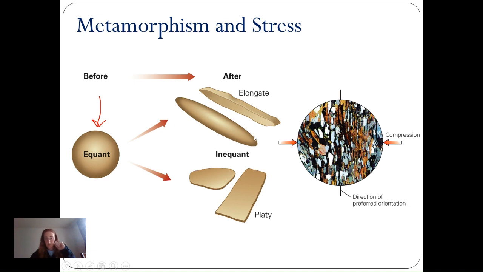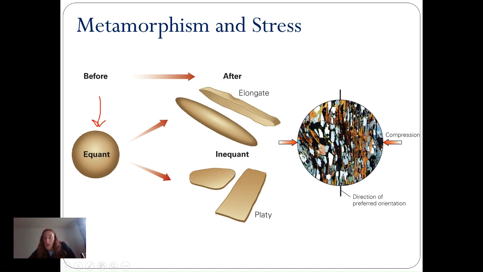Instead of adding stress by pulling on opposite sides of this equant grain, I could flatten it like a pancake from a different direction, and then form something like this one down here, which has this more pancake shape to it. So the point here is that what type of stress you put on a mineral or a rock determines what it looks like after metamorphism.